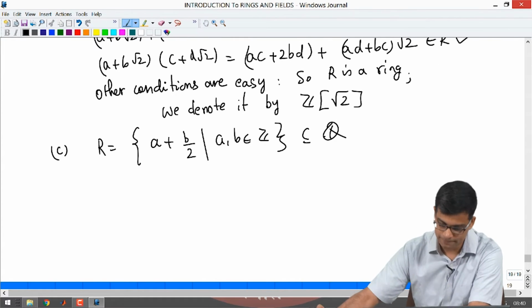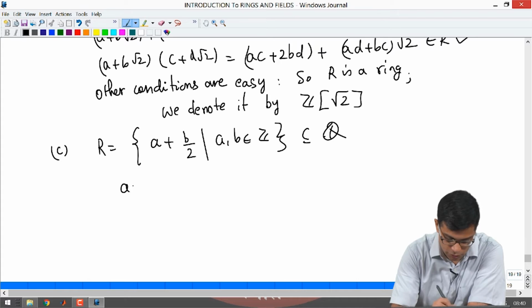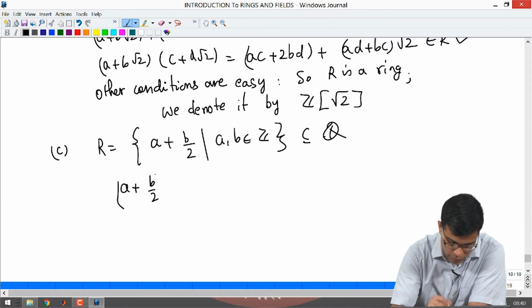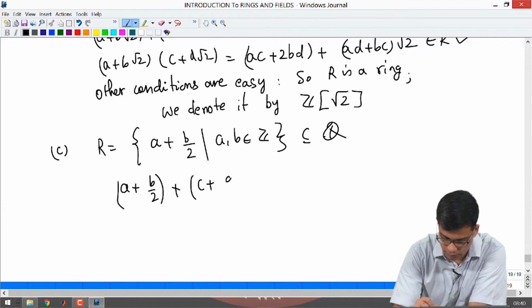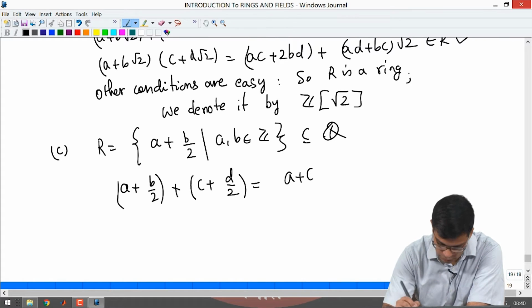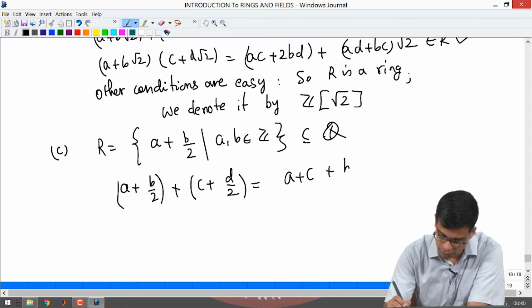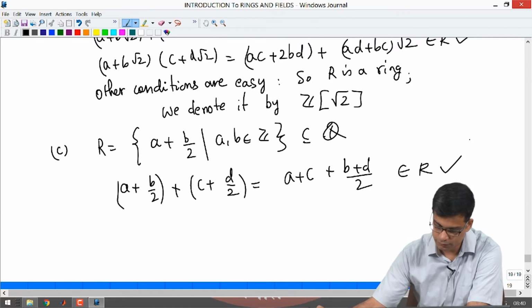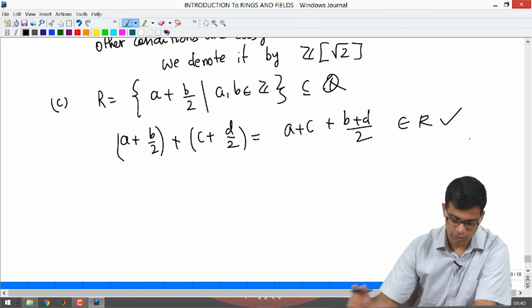Is this a ring? Let us do the sum first. This is actually not a problem because it will be a plus c plus b plus d by 2, this is in R. So, this is okay, this is fine. What about the product?